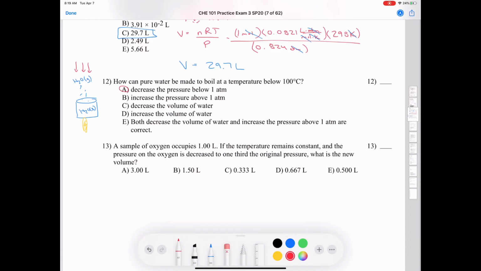And that is why in a place like Colorado Springs, where we're way above sea level, we have an atmospheric pressure that is below 1 atmosphere, and water boils at a temperature lower than 100 degrees Celsius. It's around 93 or 94 degrees Celsius in Colorado Springs.